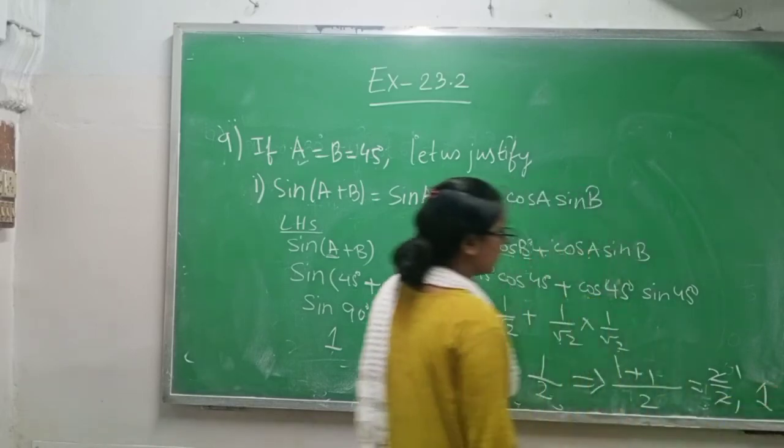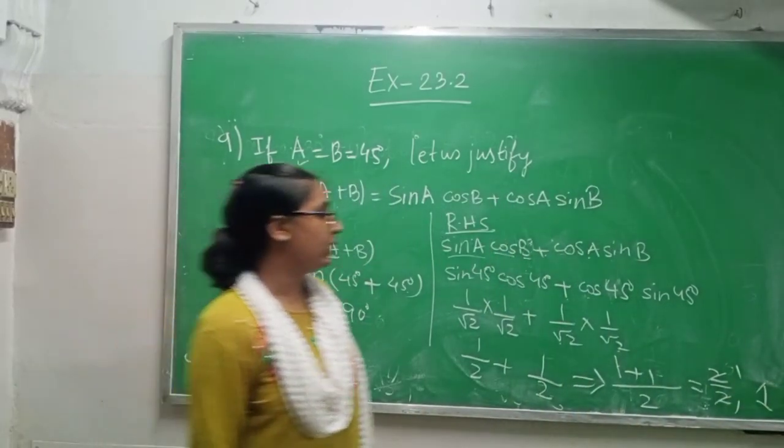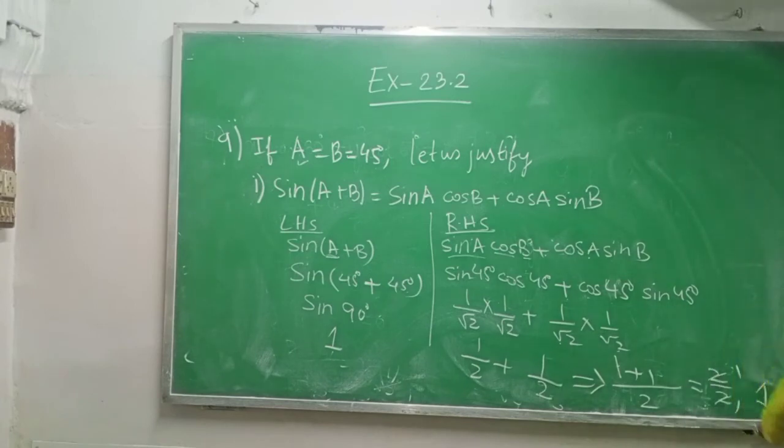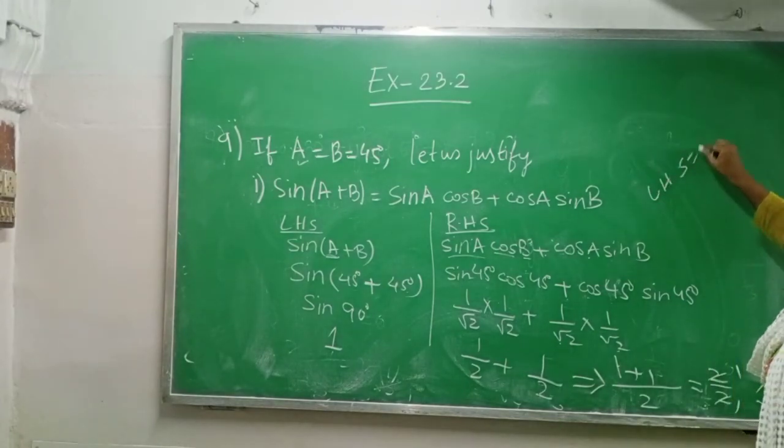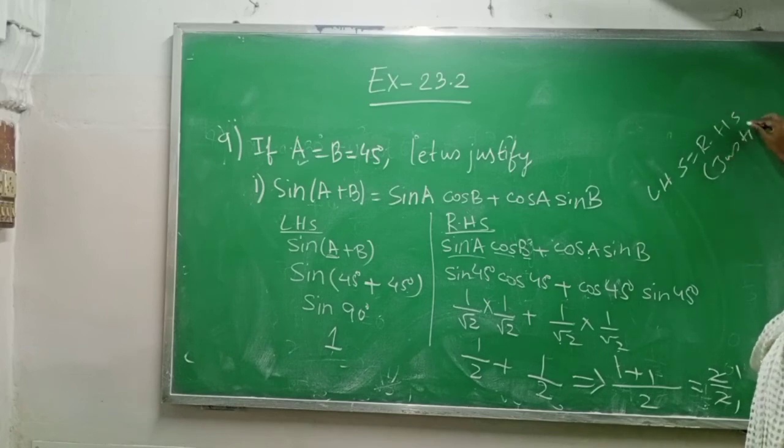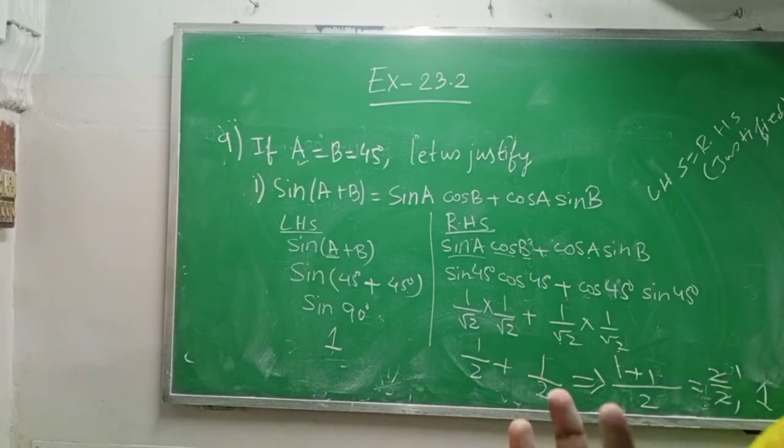In LHS you are getting 1, as well as in RHS you are getting 1. So what you will write: LHS equals RHS, justified. Because they are telling you to justify this one, we justify. That is why I am telling you to write justified.